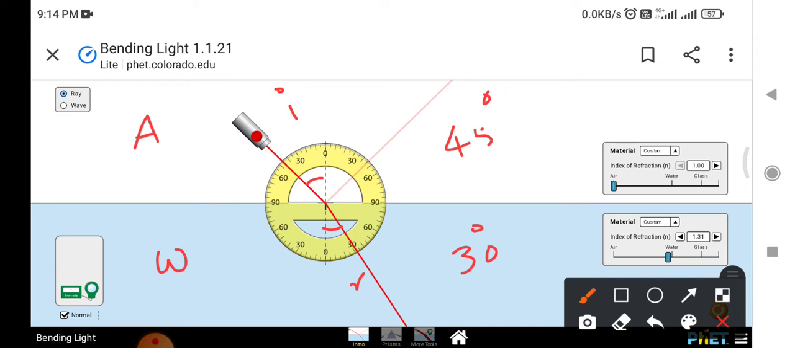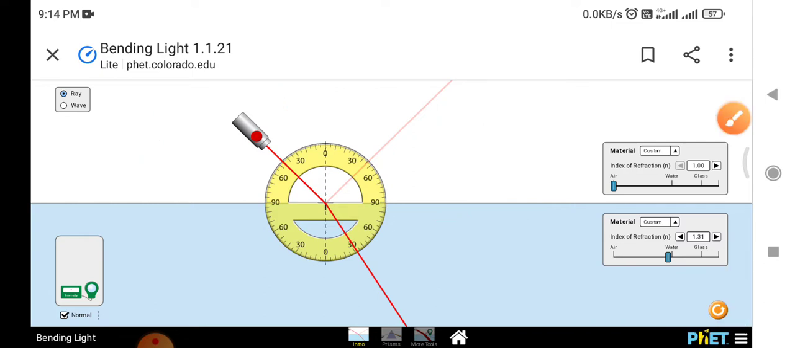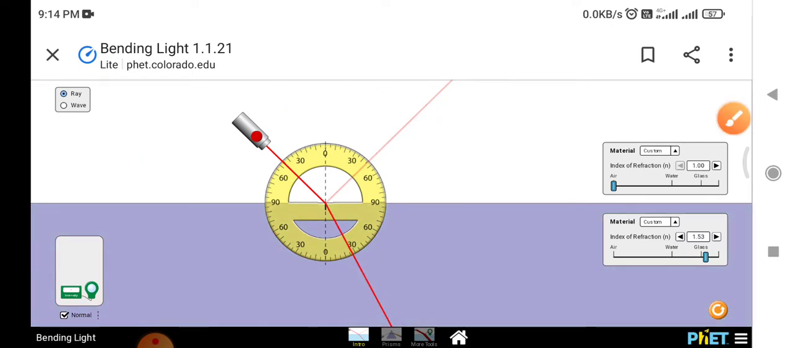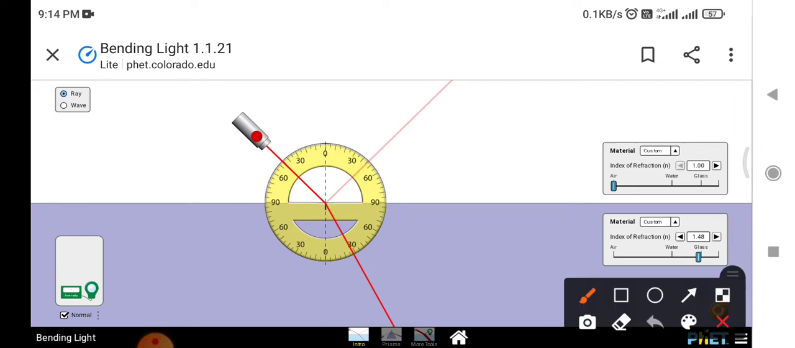If you change the medium, the angle of refraction also changes. Shall we check? This is a water medium, the refraction is 30. If you change to glass and see the angle of refraction, this is 28 degrees.